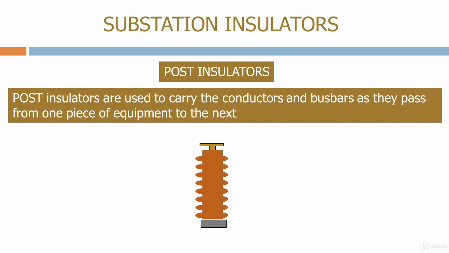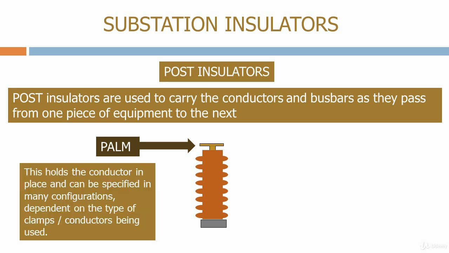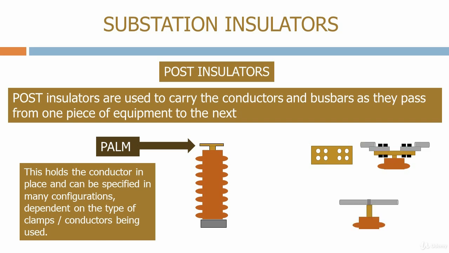It normally consists of 3 parts. Firstly, we have the palm, which is at the top of the post insulator. This holds the conductor in place and can be specified in many configurations, depending on the type of clamps or conductors being used. Here we have a flat palm, which allows clamps to be bolted on both sides. We then have a spigot-type palm, which allows the clamp holding the conductor to be fixed at one point.